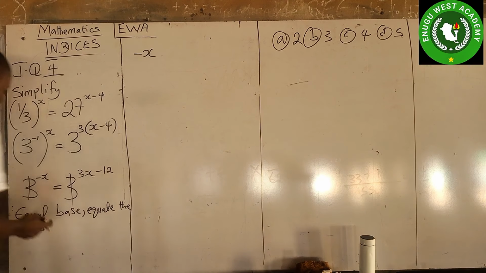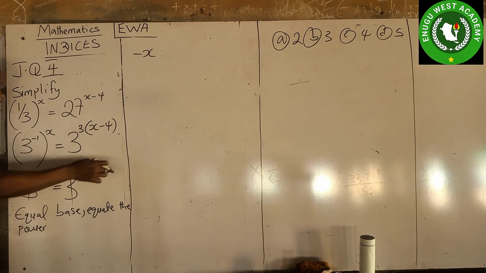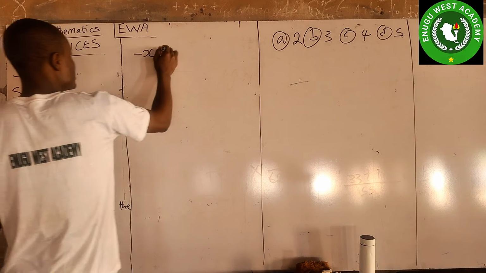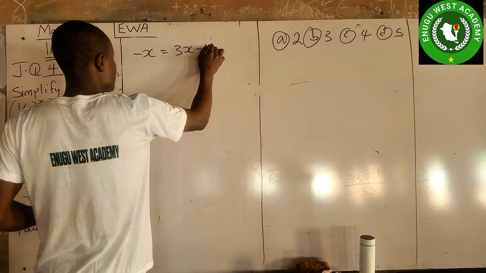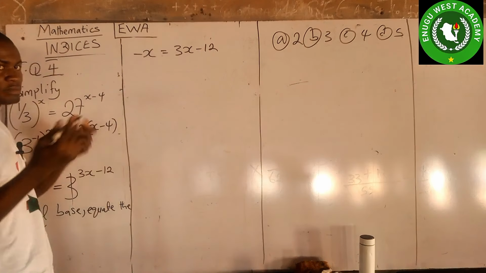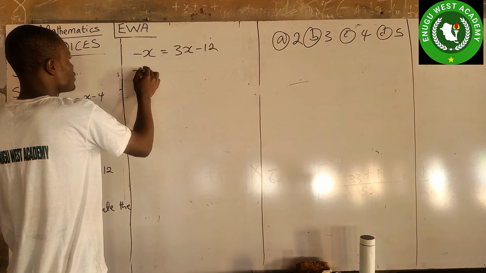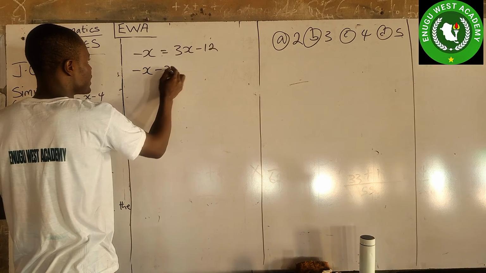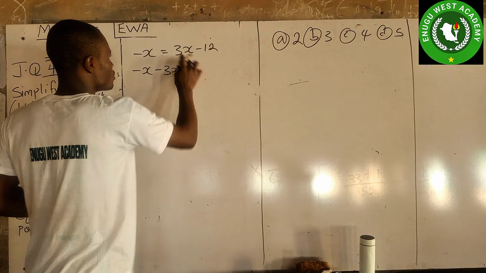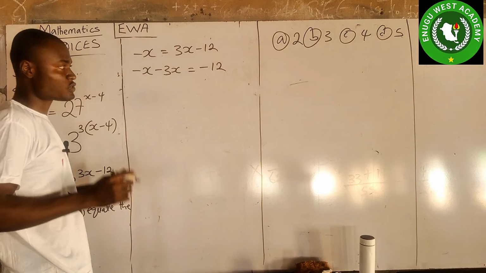minus x. Once you equate the power, it will now be minus x equals 3x minus 12. So minus x is equals to 3x minus 12. Now, collect like terms. We are going to have minus x. If this 3x comes here, we'll have minus 3x is equals to what remains here, which is minus 12.